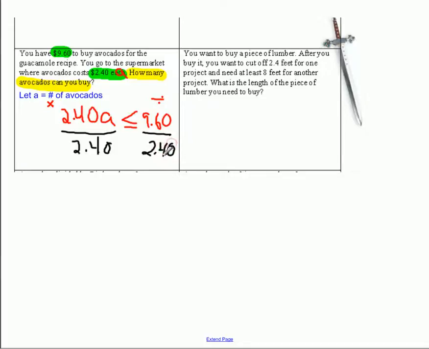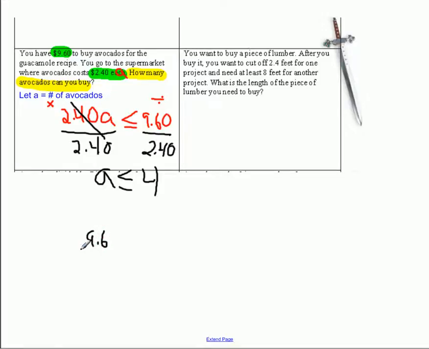There we go. Again, I did not divide or multiply by a negative number, so my symbol is going to stay exactly the same. I'm going to pull out my calculator for you. 240. Ooh, I can buy exactly 4 avocados, or I could buy less if I didn't have enough money.